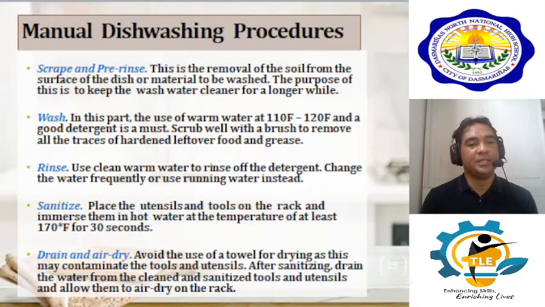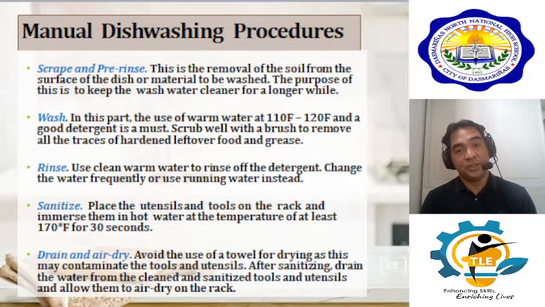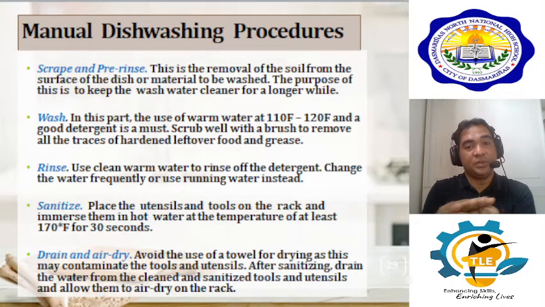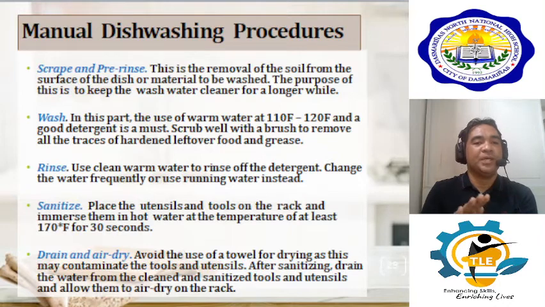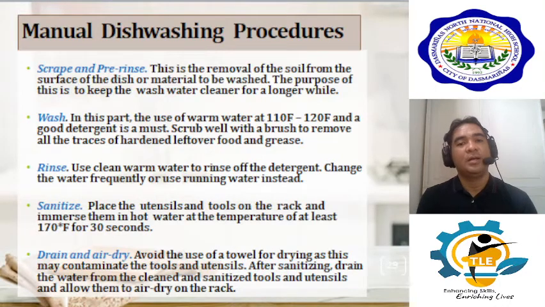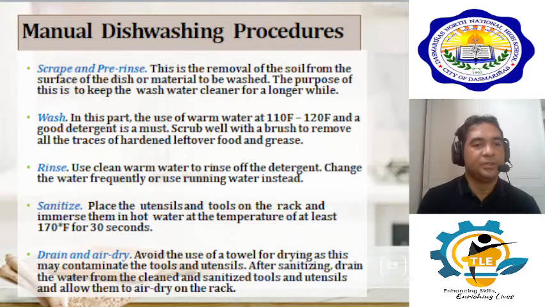Now, second part is wash. So in this part, you're going to use warm water, all right? So the temperature, basically, if you have hot water, must be 110 degrees Fahrenheit to 120 degrees Fahrenheit, and a good detergent. So you're going to wash it out, okay? You're going to scrub the surface of the utensils or plates that you're cleaning, okay? Next one is rinse, okay? When you're rinsing, you must use warm water, all right? So that you can easily remove the detergent and the grease.